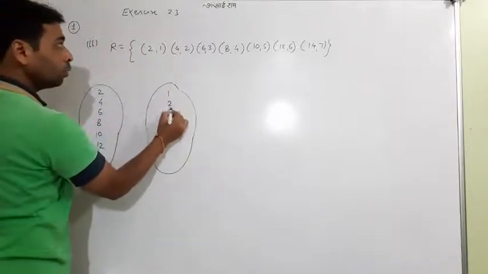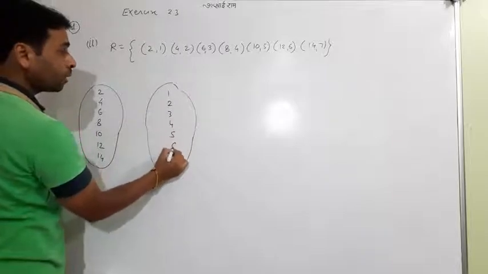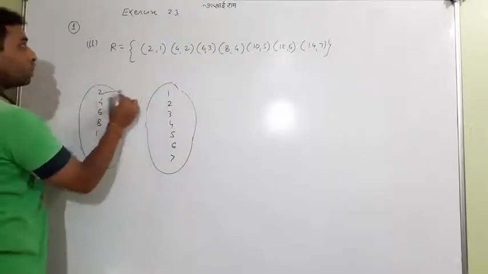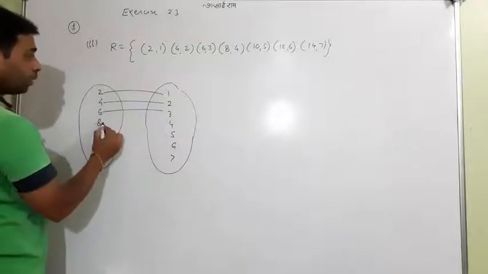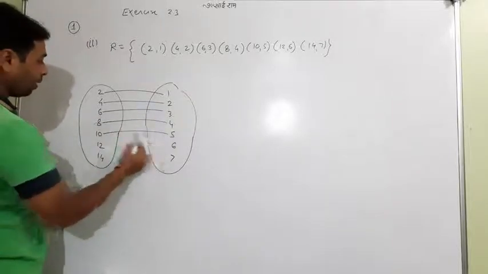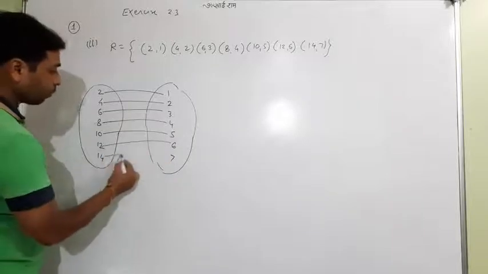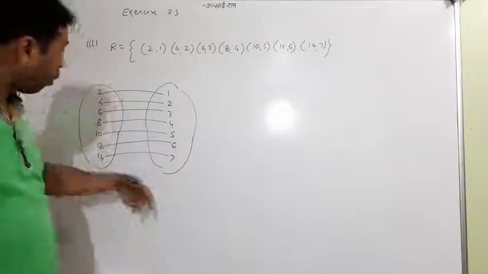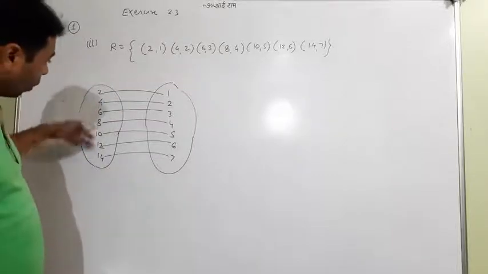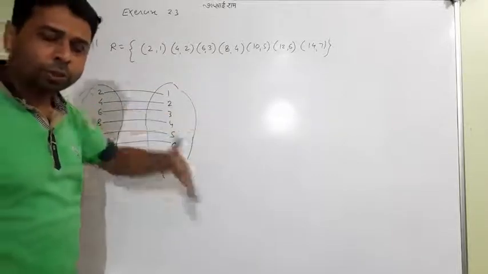1, 2, 3, 4, 5, 6, 7. So 2 has an image 1, 4 has an image 2, 6 has an image 3, 8 has an image 4, 10 has 5, 12 is 6, and 14 is 7. What do you think? Again the same sentence you will write: all elements have been engaged and all have their unique image, so that it is a function.